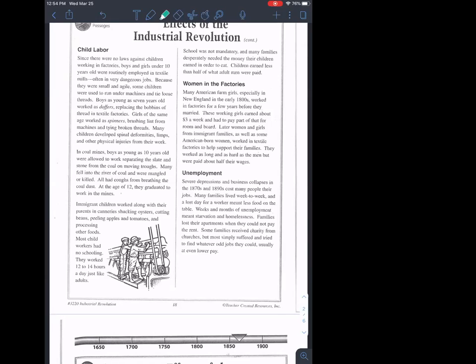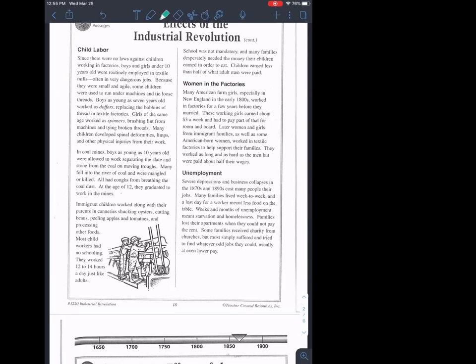Immigrant children worked along with their parents in canneries, shucking oysters, cutting beans, peeling apples and tomatoes, and processing other foods. Most child workers had no schooling. They worked 12 to 14 hours a day, just like the adults. School was not mandatory, and many families desperately needed the money their children earned in order to eat. Children earned less than half of what adult men were paid.